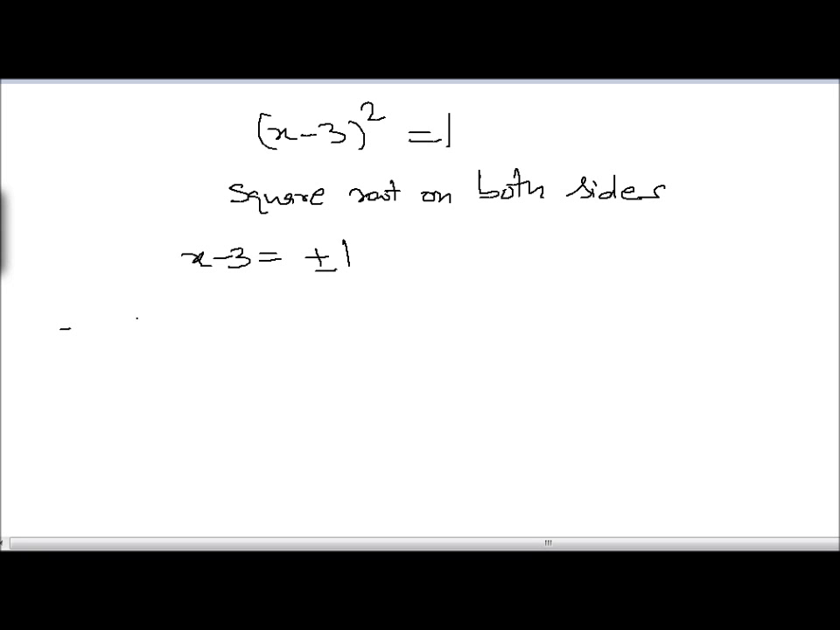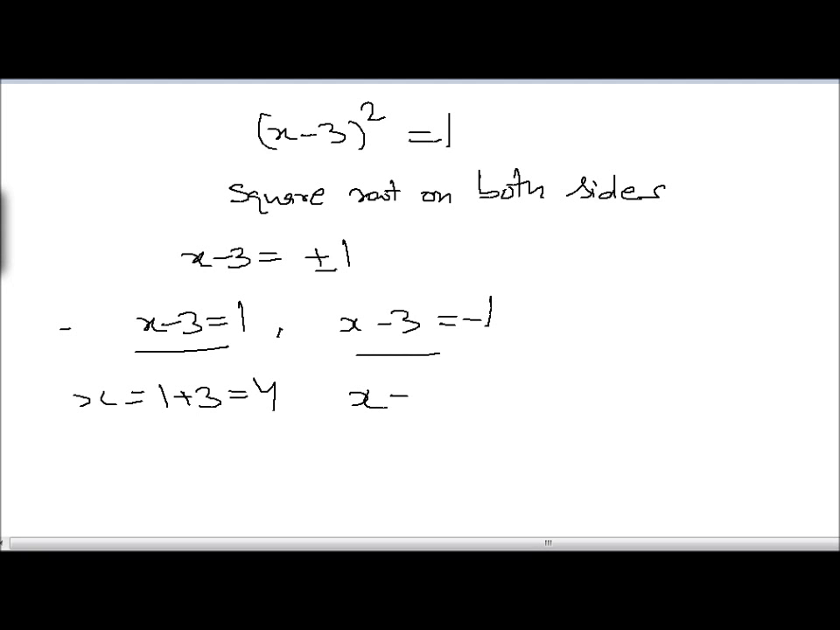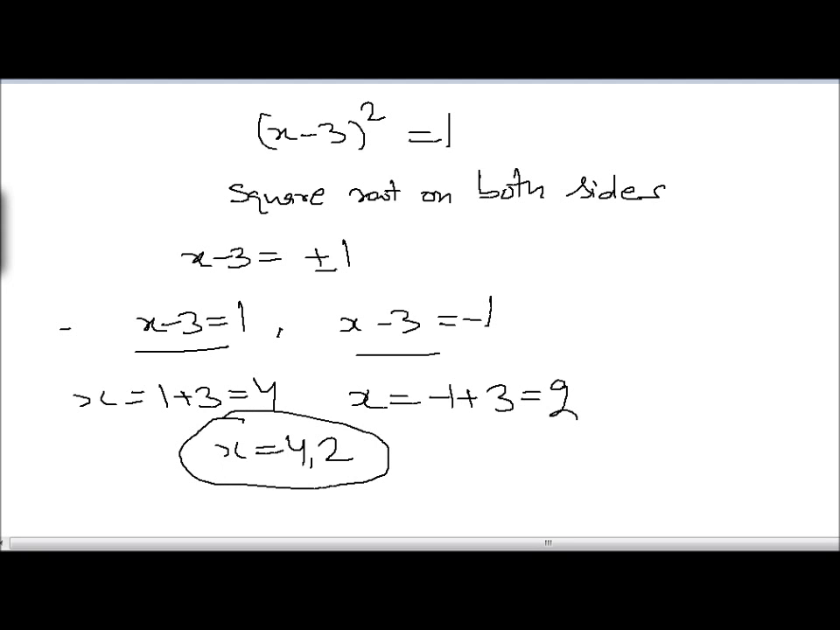So from here we can write x minus 3 is equal to 1 and x minus 3 is equal to minus 1. From here we get x is equal to 1 plus 3, which is 4, and from here we get x is equal to minus 1 plus 3, which is 2. Therefore x is equal to 4 and x is equal to 2, and this is the solution of the quadratic equation x squared minus 6x plus 8 is equal to 0.